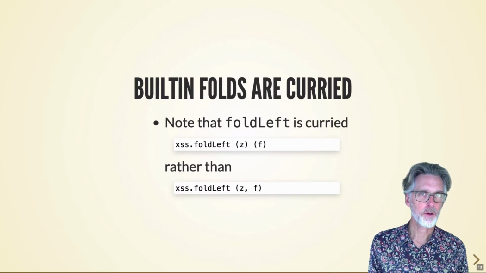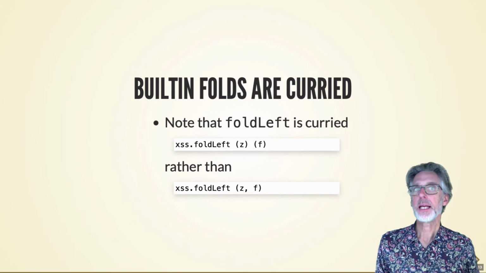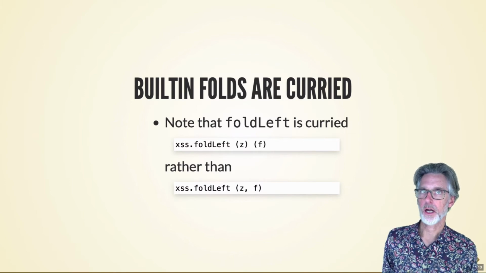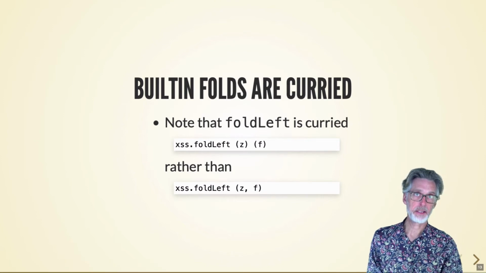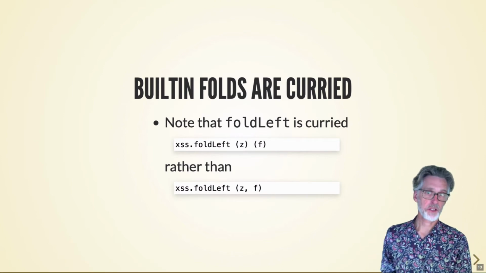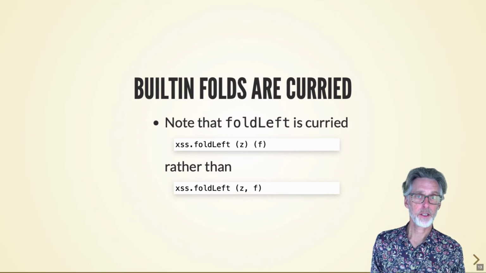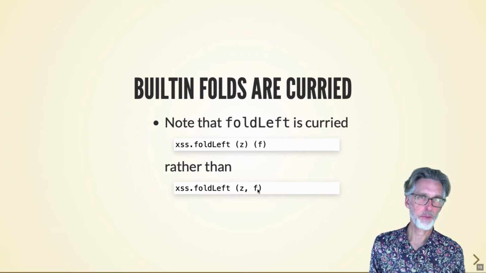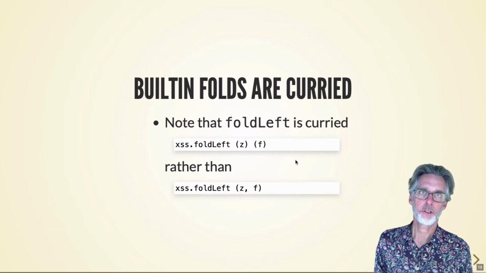Currying is quite powerful and quite general, and therefore many of the built-in functions in Scala prefer the curried format to the paired format. And you can see this, for example, in foldLeft and foldRight. If you recall, foldLeft is a curried function, so it takes its arguments one at a time. It's not taking them as a pair. This allows for more flexibility in using the functions.